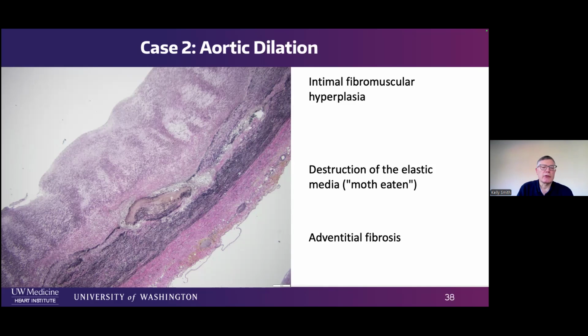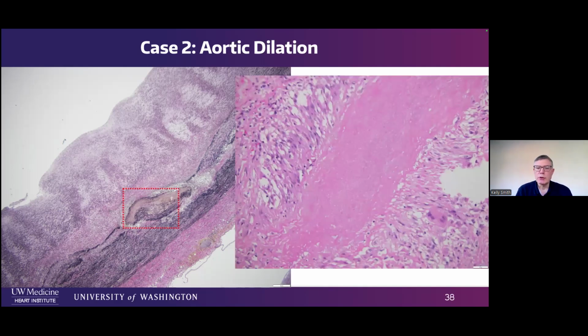Then if you look at the central layer, which is the media, that's supposed to be a bunch of lamina of elastic fibers. And it has this moth-eaten appearance. So you can see that it's broken, fragmented, replaced by other types of cells, as well as some pink staining tissue. And then the adventitial portion, the lower right, is very fibrotic. Normally that is sort of loose fibrous connective tissue, but it's very fibrotic.